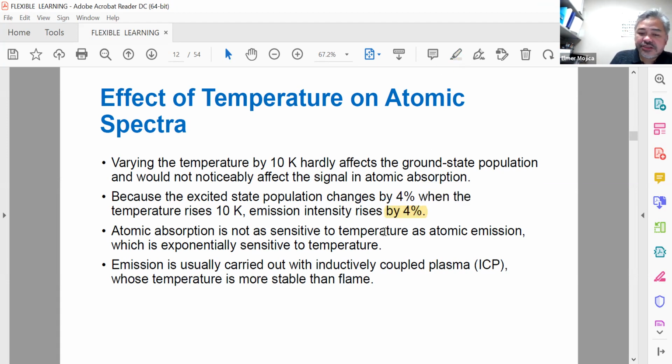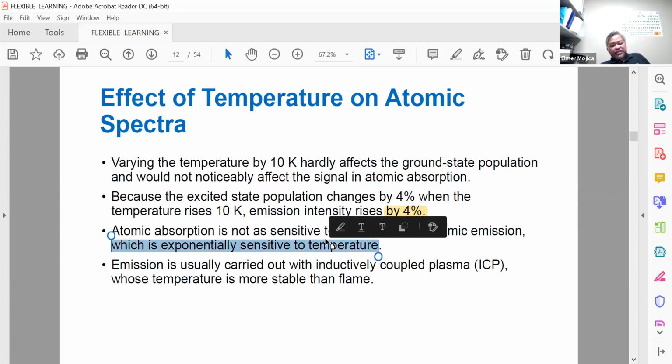Now, atomic absorption is not as sensitive to temperature as atomic emission, which is exponentially sensitive to temperature. We can also say emission is usually carried out with ICP, inductively coupled plasma, whose temperature is more stable than the flame.